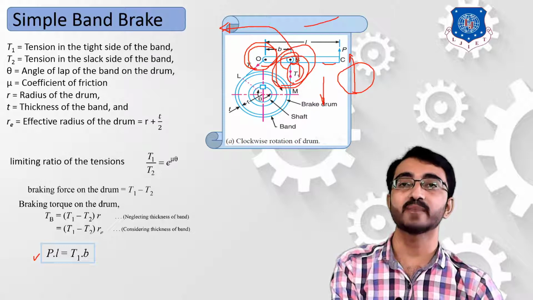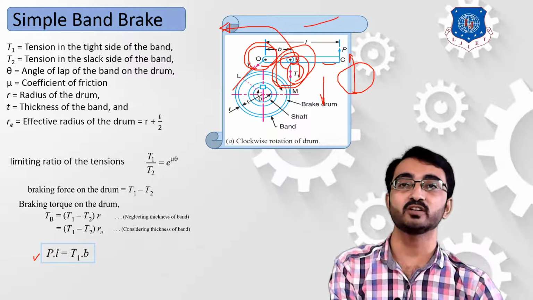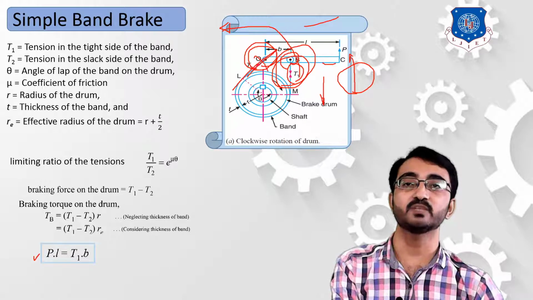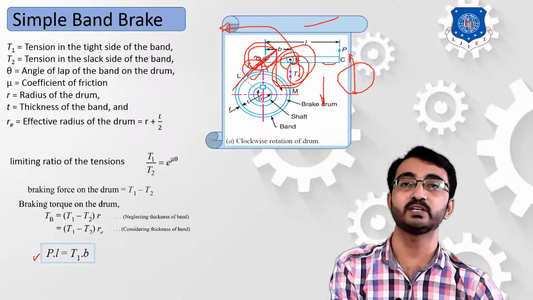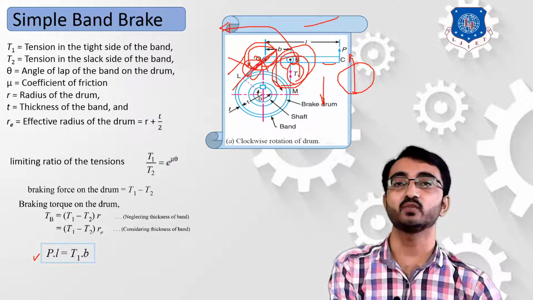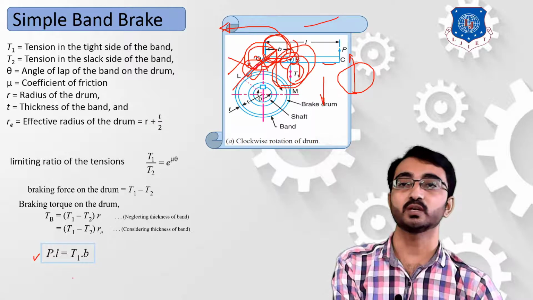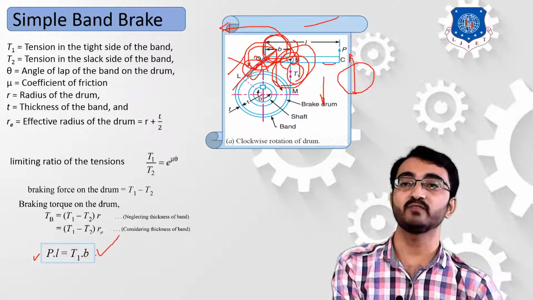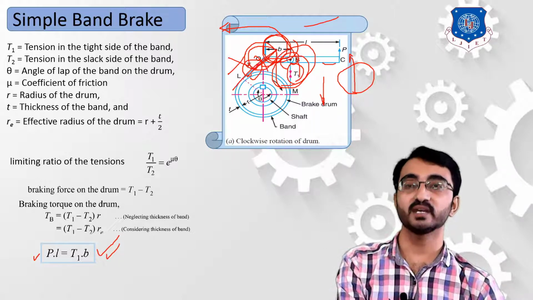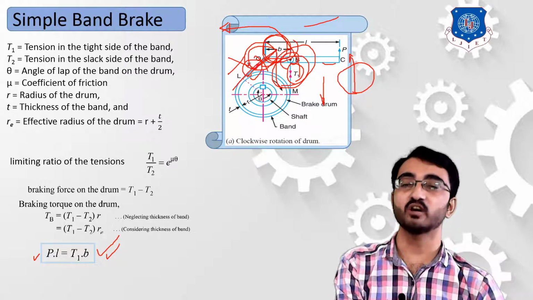So due to the maximum amount of T1, because if you consider T2, the direction of this T2 is passing through this fulcrum point O, so the effect of T2 is neglected. Over here we have to consider this T1 force only. So T1 into the distance from the fulcrum point, that is b. So your final equation for moment will be P into L is equal to T1 into b. By referring to this equation we can solve numericals of band brake.